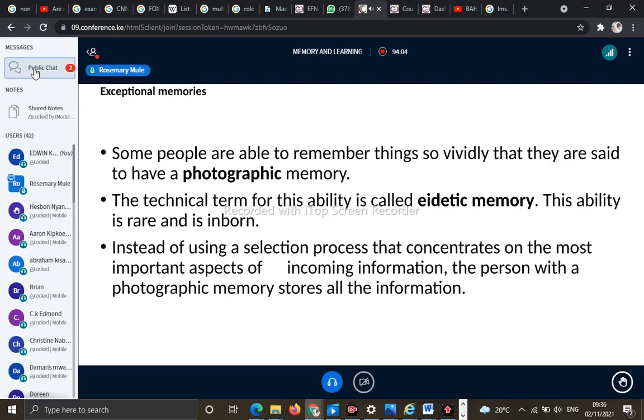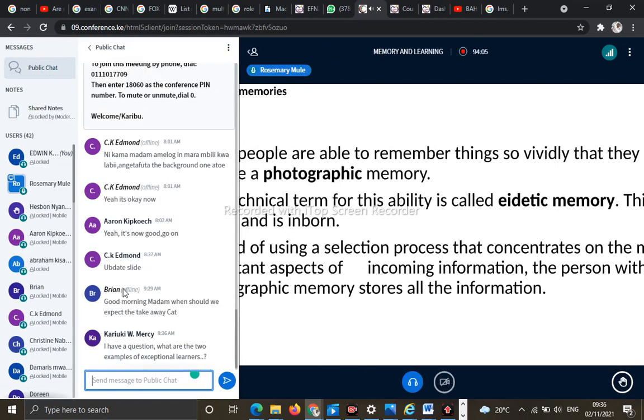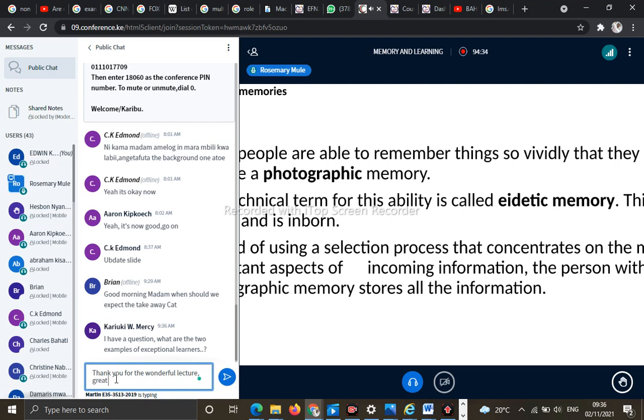Kariuki, you have a question. What are the two examples of exceptional learners? Are you saying, what are the two examples of exceptional learners? These are not exceptional learners, they are exceptional memories, Kariuki, Mercy. These are exceptional memories.